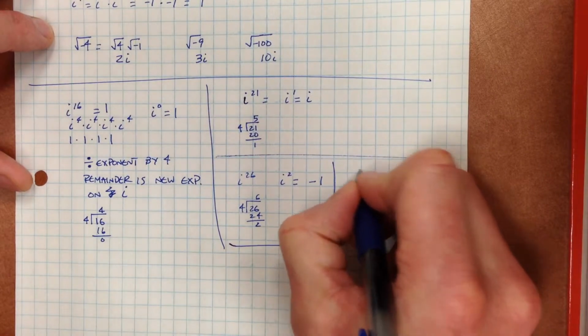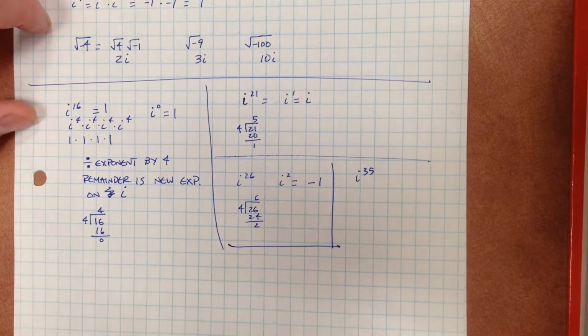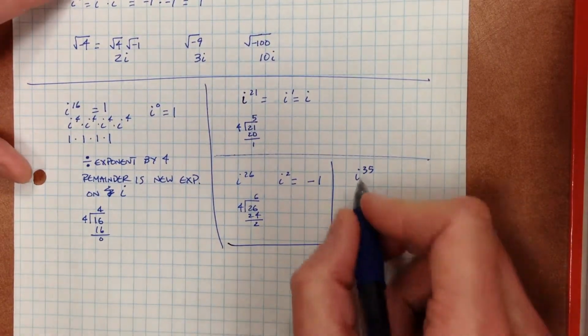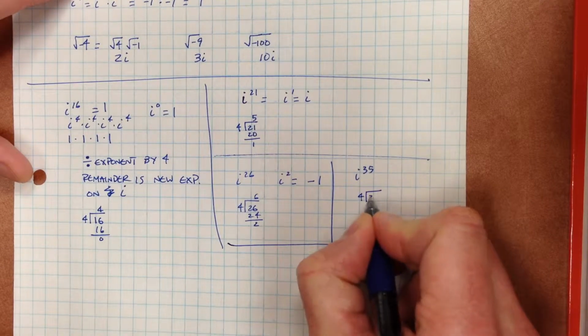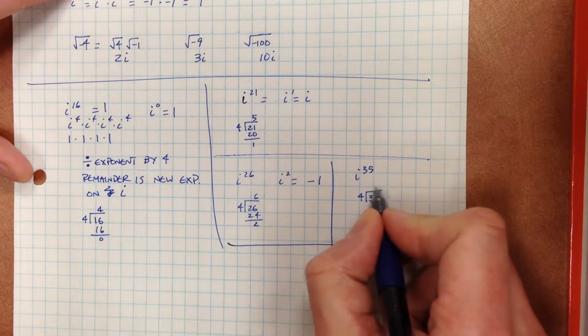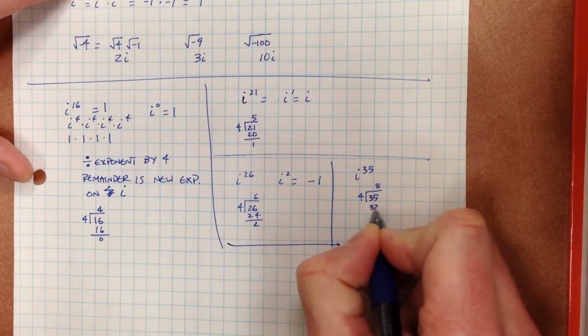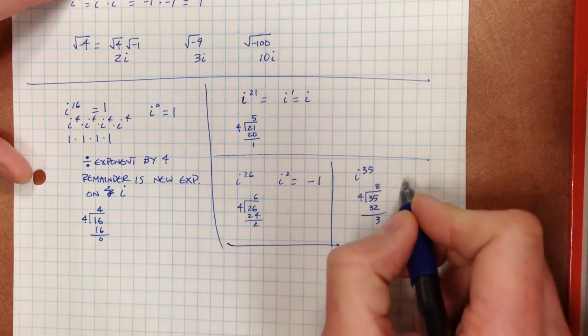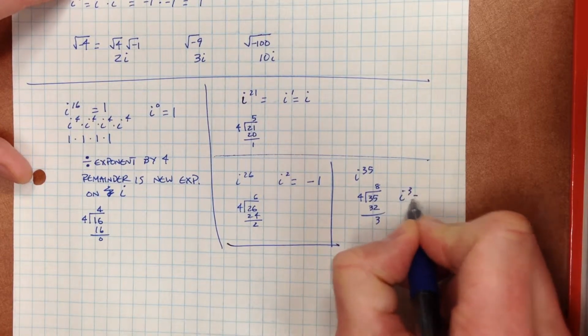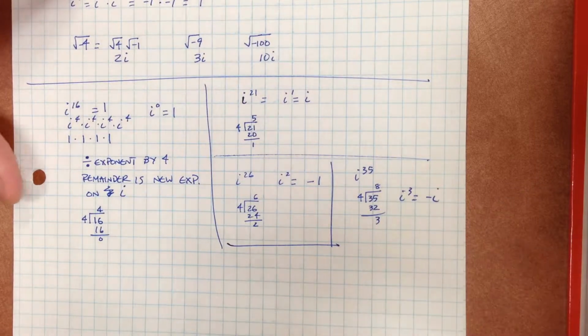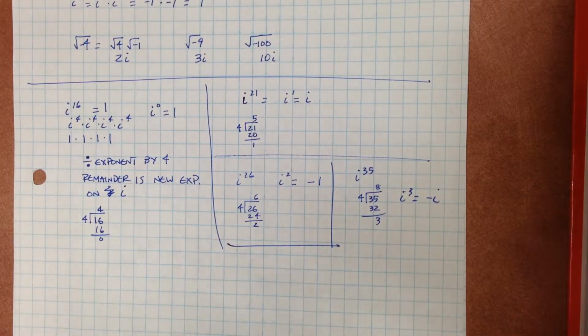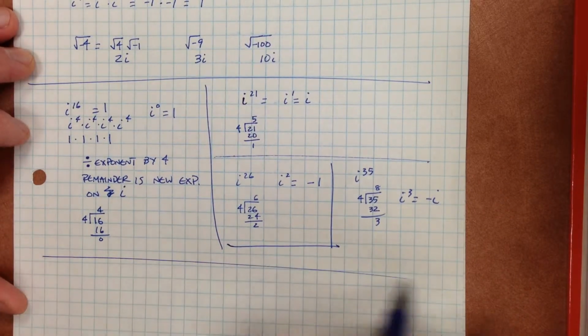i to the 35th. Okay, let's see what we've got here. So I take 4 and I divide it into 35. So it goes in there 8 times. 8 times 4 is 32 with a remainder of 3. So it is actually really i cubed. i cubed would be -i. And there you go from my cheat sheet. That's how we simplify these things.